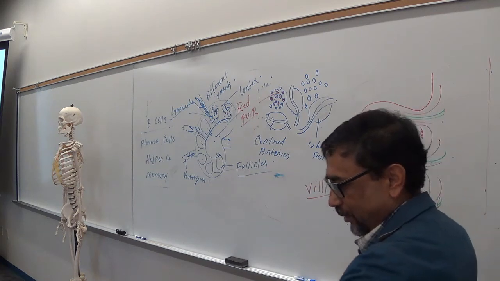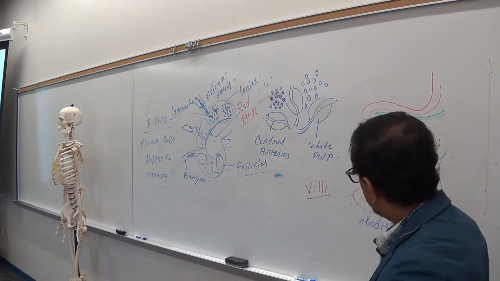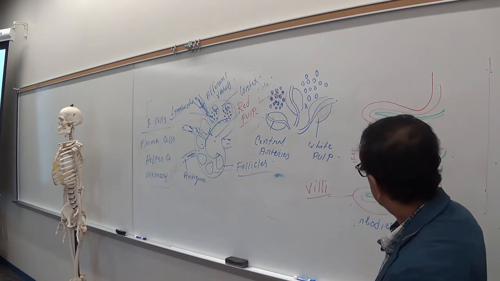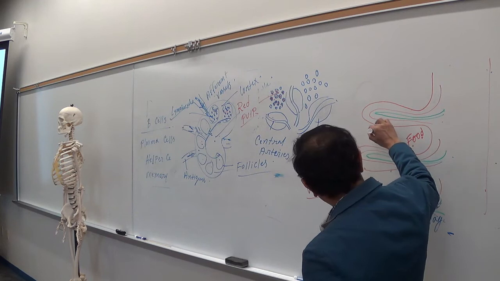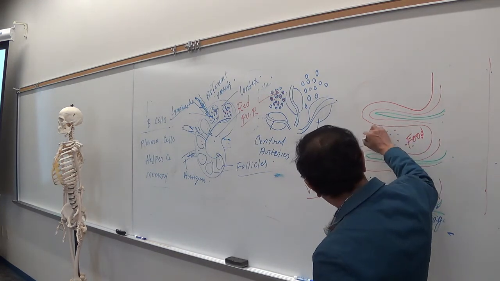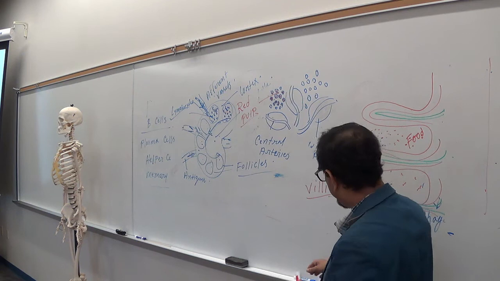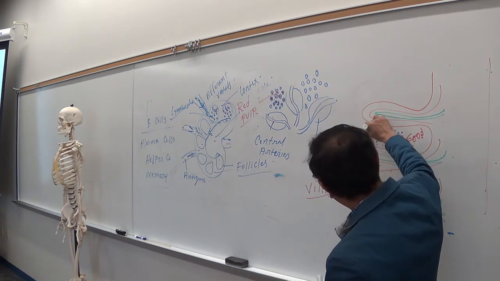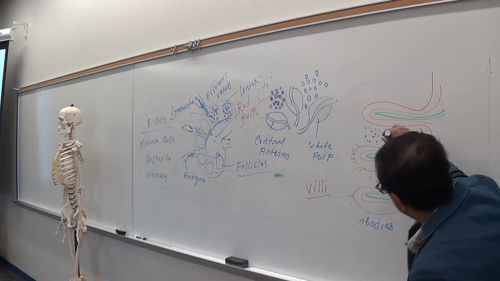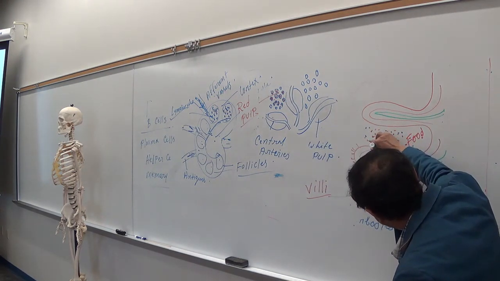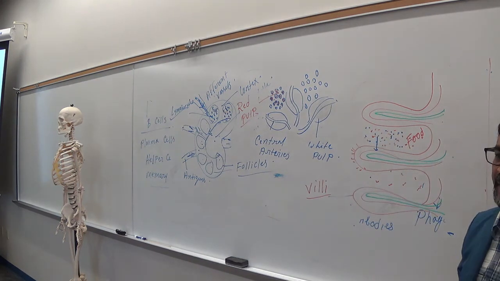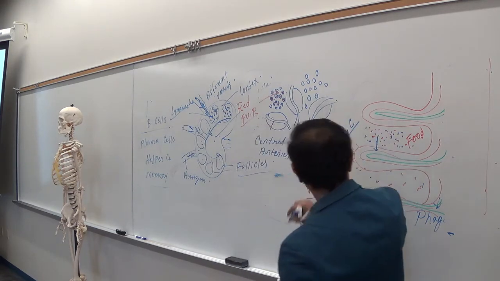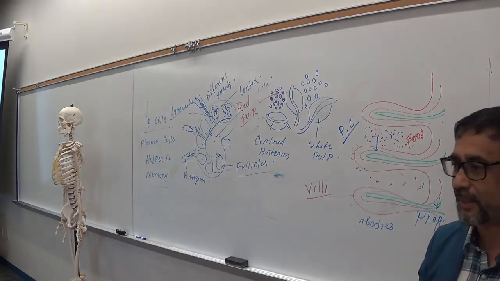Now, the blood capillaries can absorb the proteins and carbohydrates easily, because proteins and carbohydrates are small molecules. Proteins and carbohydrates can easily enter into the blood through the blood capillary wall. Okay? Those nutrients can easily enter into the blood capillaries.